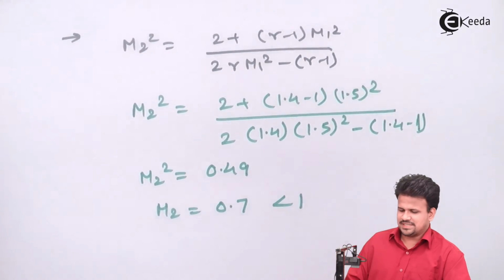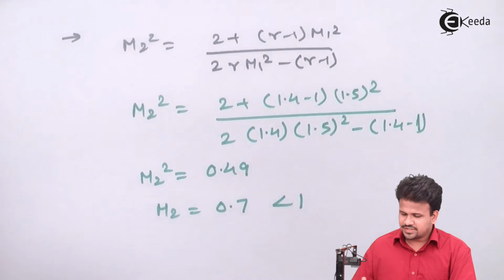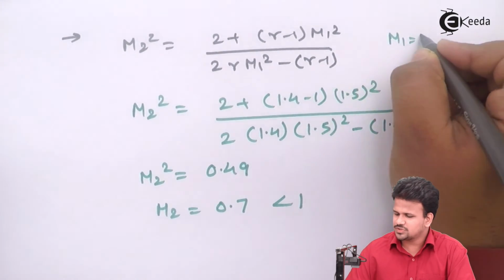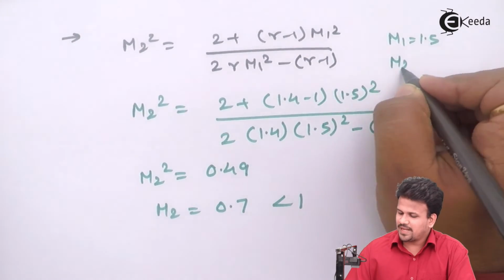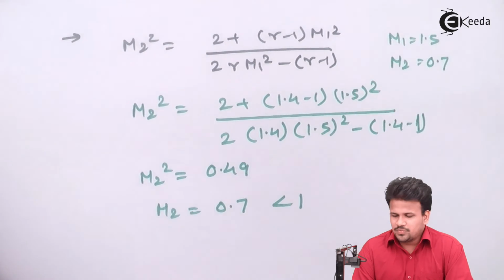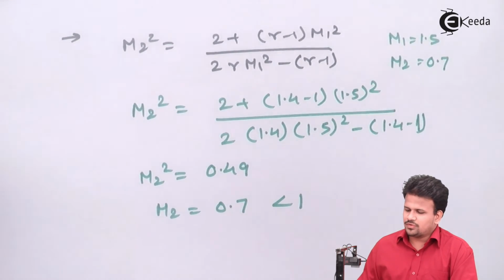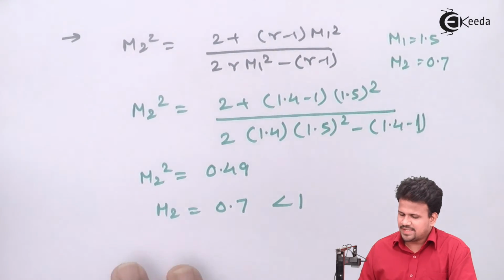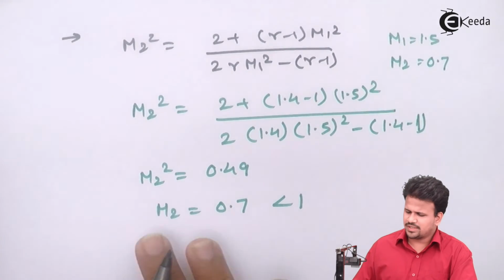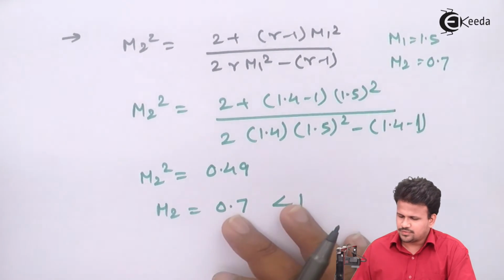Since the Mach number is less than 1, that means there is creation of a normal shock, because the initial Mach number is 1.5 and the final Mach number is 0.7. So during the movement in the duct, the air has changed from a supersonic flow to a subsonic flow in a short amount of time, due to which a normal shock is created. So our condition has been verified.